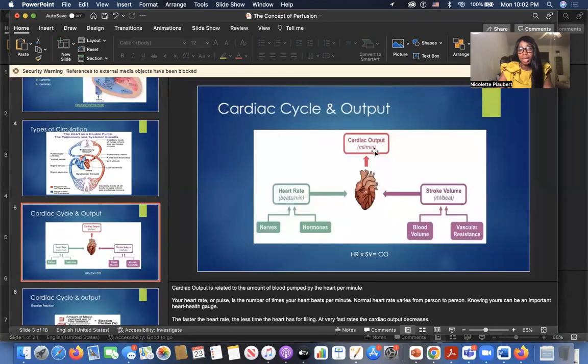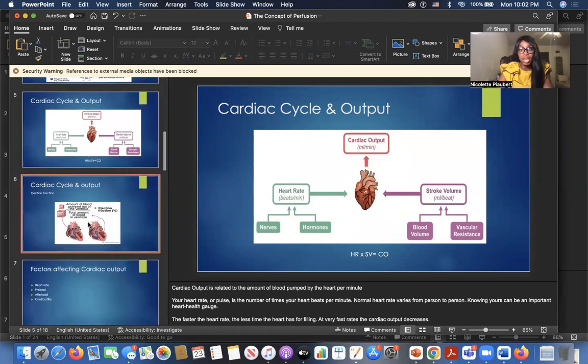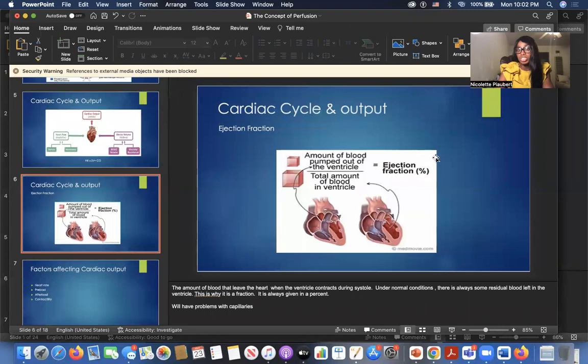Also remember the dynamic between the heart rate and the stroke volume and how together they help cardiac output. Remember the definitions and how they work together to do that. Remember ejection fraction and its definition, how we never really get everything out of the ventricles. Not all the blood is pushed out all at once. There's always a little bit left behind.